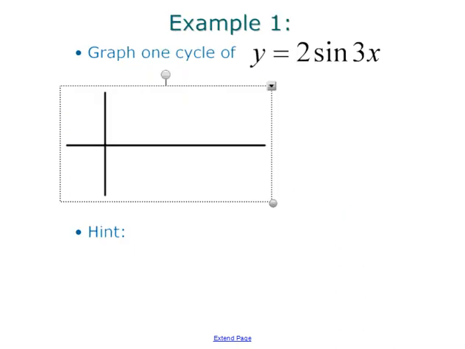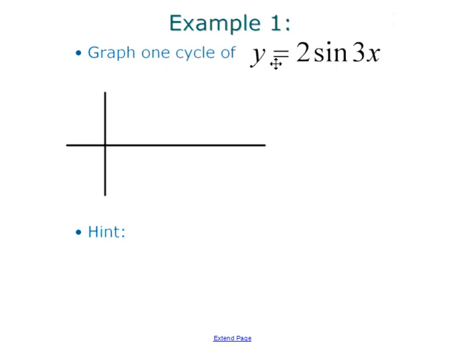Here's the next one. So I want to graph one period of this: y equals 2 sine of 3x. If I'm looking at this, hopefully you'll notice right away amplitude is that, so that's 2. The period is 2 pi over that number, which is 3, so it's 2/3 pi, or 2 pi over 3.